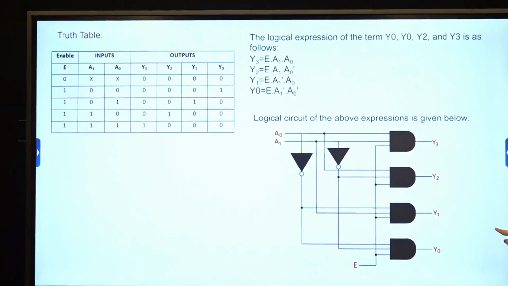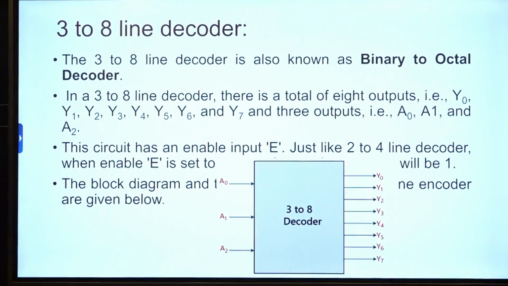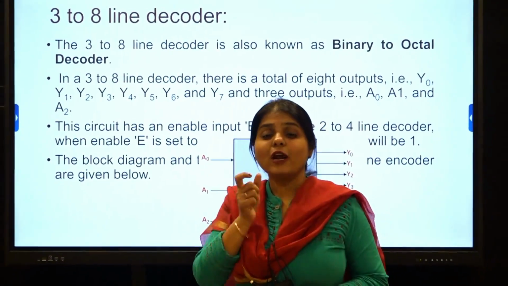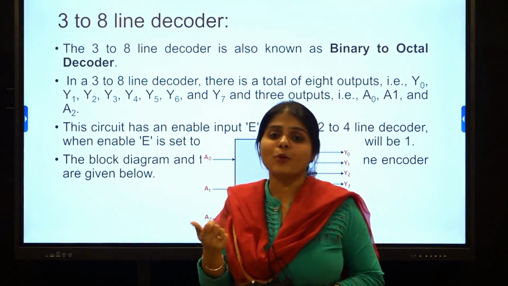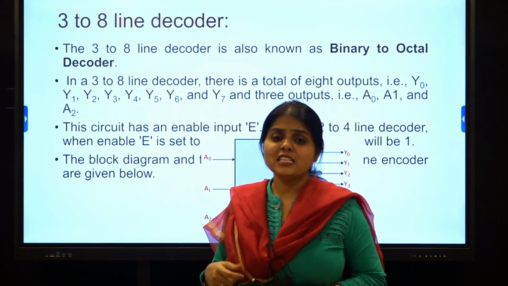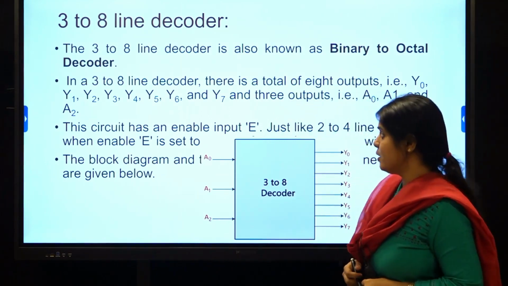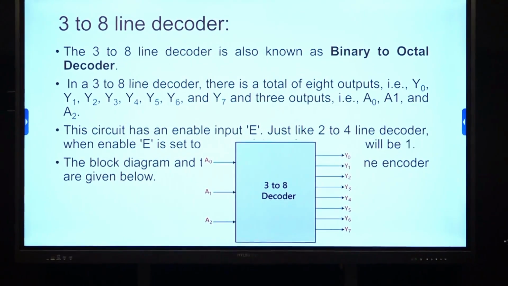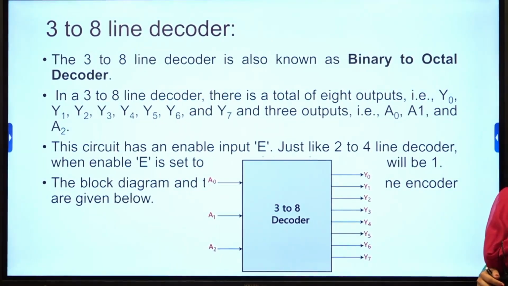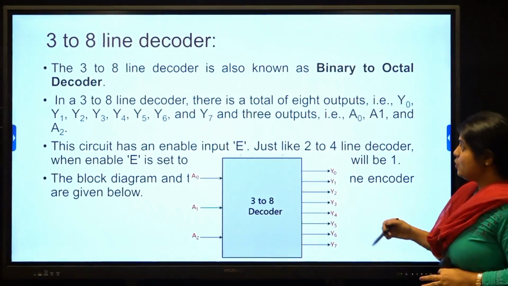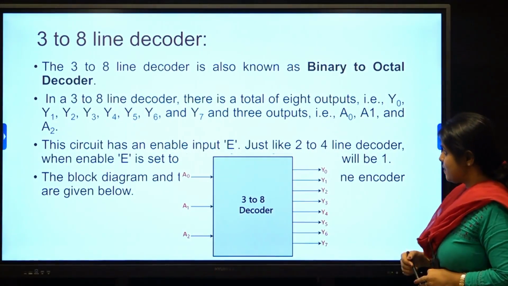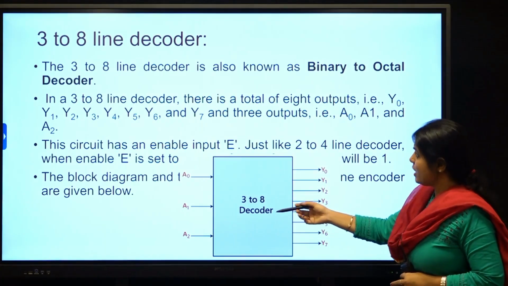Now let me take 3 inputs and design a 3 to 8 line decoder. As I told you, for a decoder, for n inputs we will have 2 power n combinations. So when I take 3 inputs we will have 2 power 3, that is 8 combinations, hence we call this circuit a 3 to 8 decoder. Basically, as we are decoding 8 different outputs, this is called a binary to octal decoder. In a 3 to 8 decoder there are totally 8 outputs, Y0 to Y7, and 3 inputs A0, A1, A2.